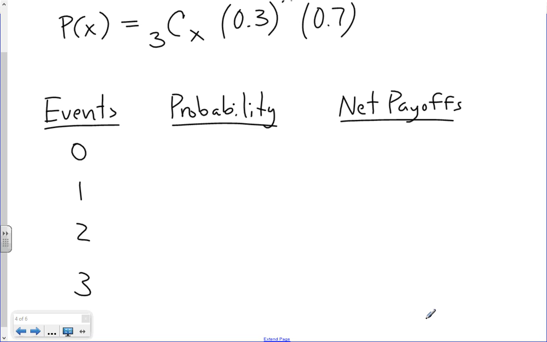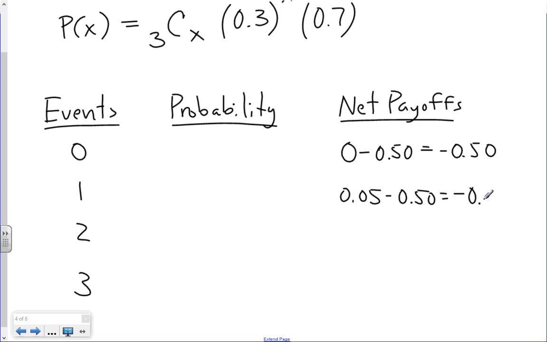So your net payoffs, again, you're paying 50 cents to play the game. And so think about what your payoffs are going to be for each of these. If you make 0 shots, it says that you win nothing. So it's going to be 0 minus your 50 cents that you paid to play the game. So that's a negative 50 cents, a minus 50 cents. You lose 50 cents. It said that if you make 1 shot, then you win this keychain that's worth a nickel. So your winnings is 0.05, a nickel, minus the 50 cents that you paid to play the game. So that's a minus 45 cents is what we're going to lose by making only 1 shot.